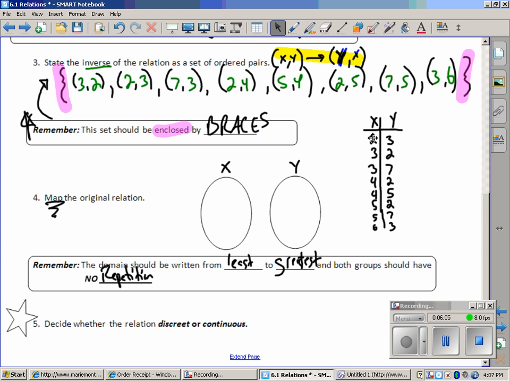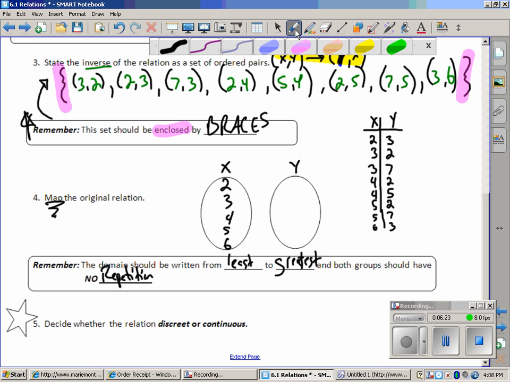So I'm going to go least to greatest. 2's, okay, that's not how you spell 2. Hold on, I'll try that again. 2, 3, 4, 5, and 6. Okay. And then the y values, it only says domain least to greatest. You see that there? The domain.